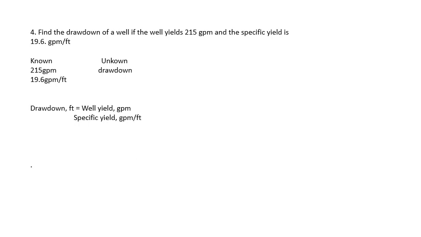So here's our equation. Plug in your numbers. 215 gallons per minute divided by 19.6 gallons per minute per foot. Gallons per minute will cancel out. And your drawdown is 10.97 feet. So, still a question about wells. Just had to rearrange the formula that you're given.